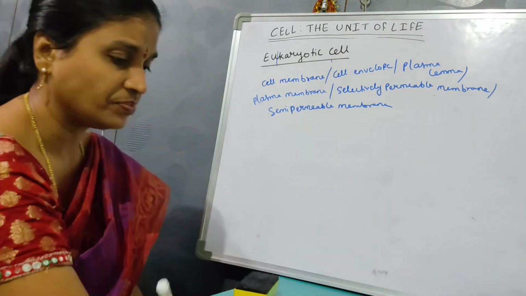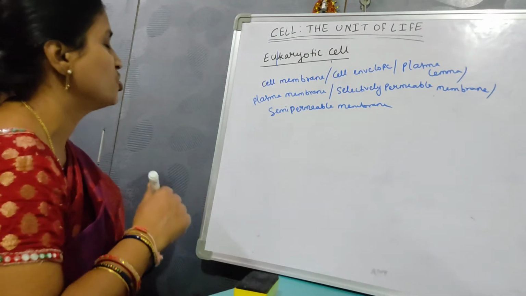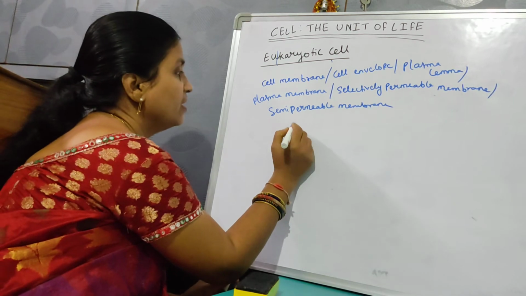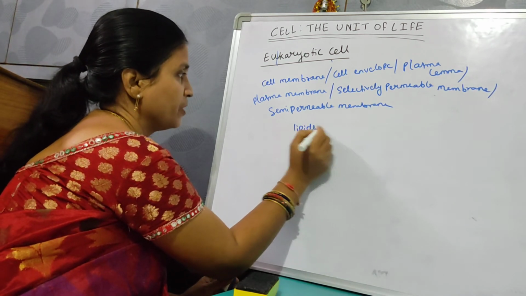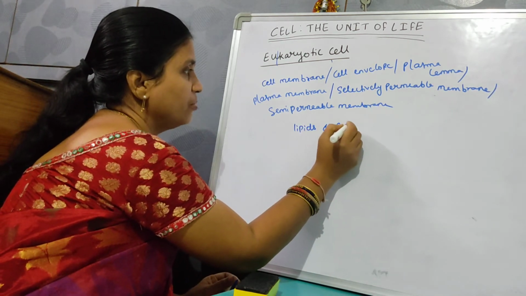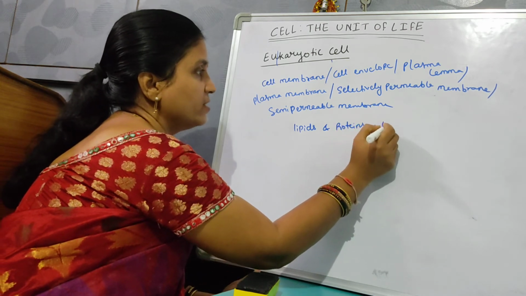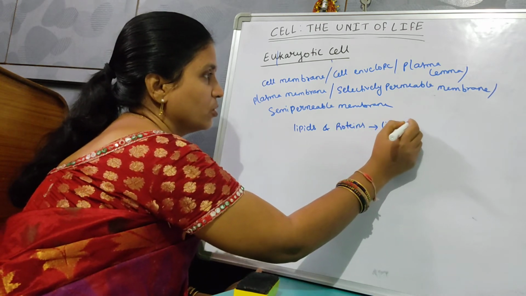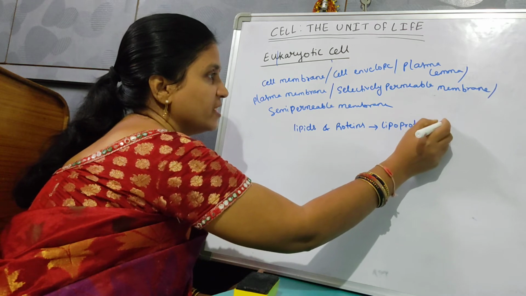Then, the chemical composition of the cell membrane: it has lipids and proteins. Hence, it is also called a lipoproteinaceous layer.